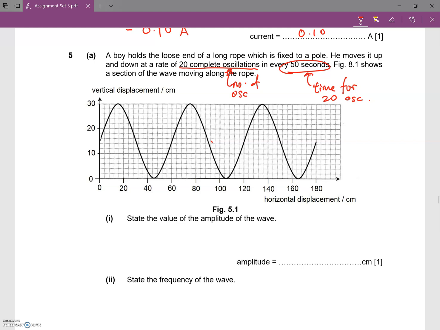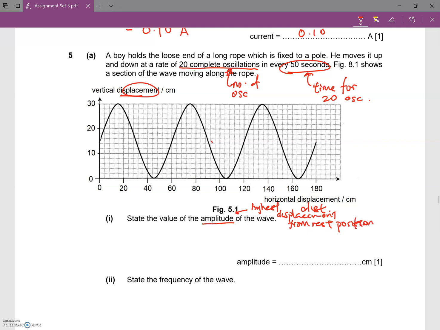So on the y-axis, this is the displacement. On the x-axis, it's actually the distance away from the pole. So this is a displacement-distance graph. They ask you to state the value of the amplitude of the wave. So amplitude is actually the highest displacement from rest position.